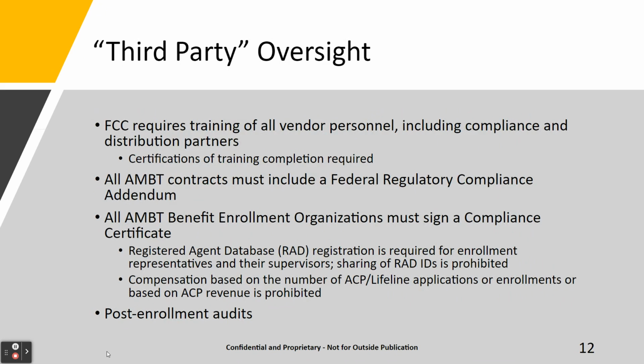Now, third-party oversight. The FCC requires us to train and have tight control over our vendor partners in Lifeline and ACP. This includes people who work at companies providing us with software and solutions to help manage our business and compliance. It also includes everyone in the distribution channel, including and perhaps especially those of you who do the very important work of interfacing with applicants and our subscribers, making sure they understand who is eligible and who is not. We take this responsibility seriously at AMBT.